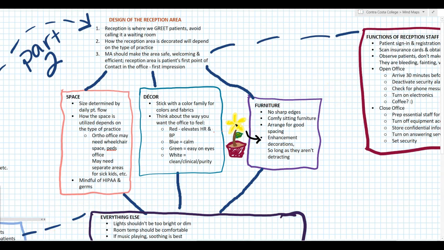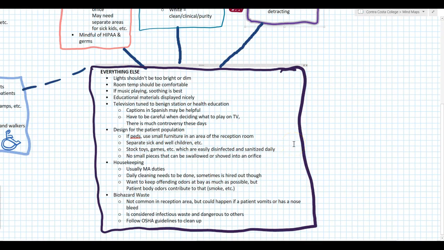All right, so everything else that you should consider while you're arranging or designing the patient reception area: the lights should never be too bright or too dim. The room temperature should be comfortable, and when you're considering room temperature, it should be comfortable for both elderly populations, who are often cold, and for average populations. And if you're playing music, you should play some type of soothing music. That's usually best. Education materials need to be displayed nicely.